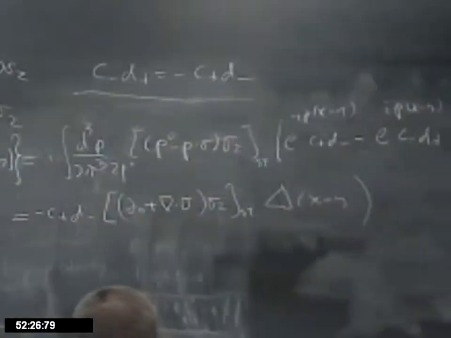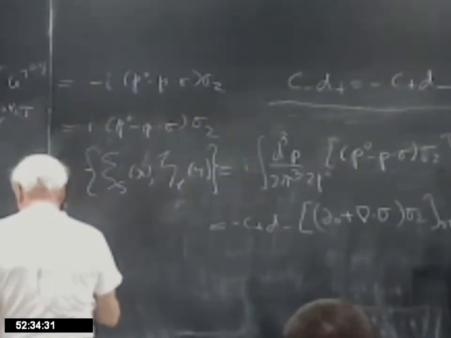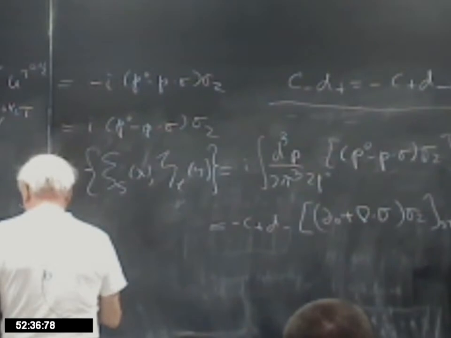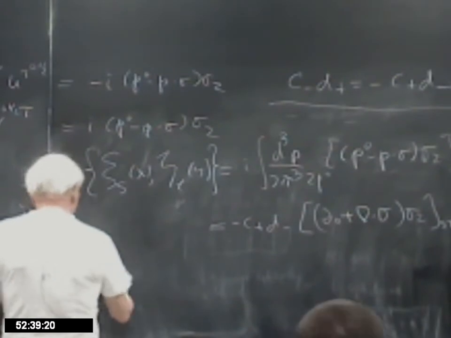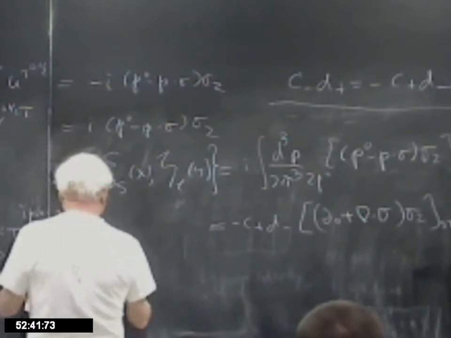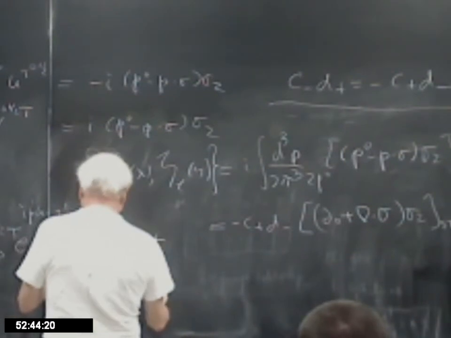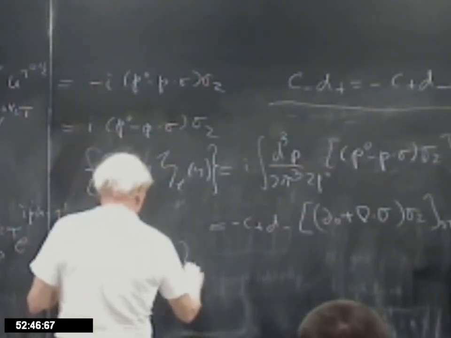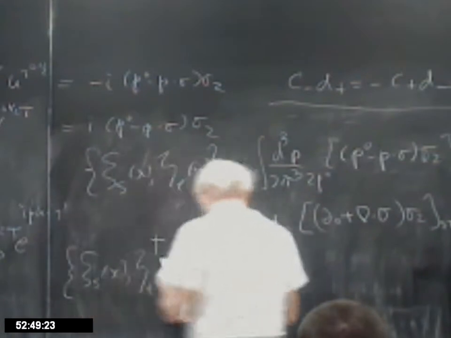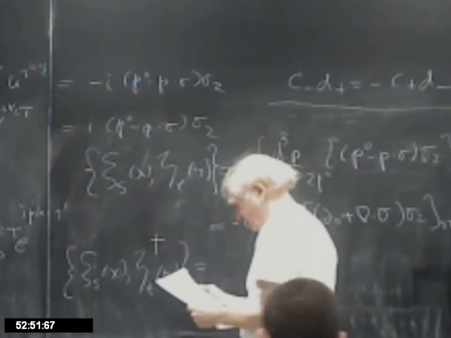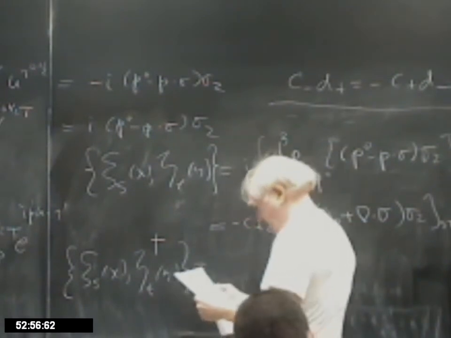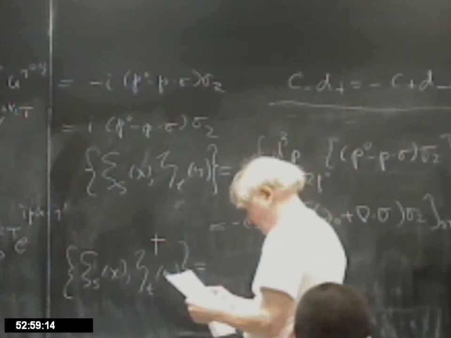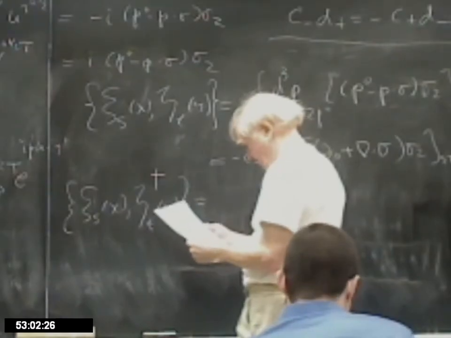Okay, so what we've got then is we've done this. Now the next one, I guess I'll use this board space here. C sub S of X, zeta dagger now T of Y. We don't want to spend our lives doing this, so let me tell you what this answer is.